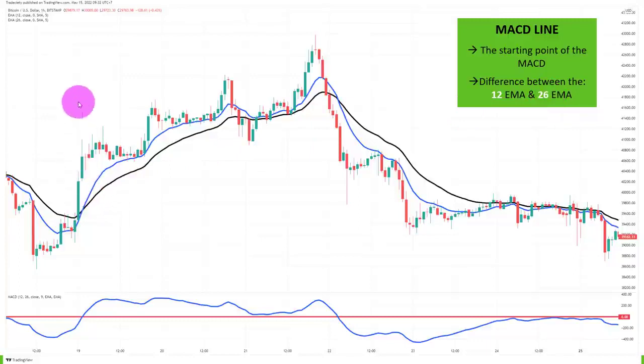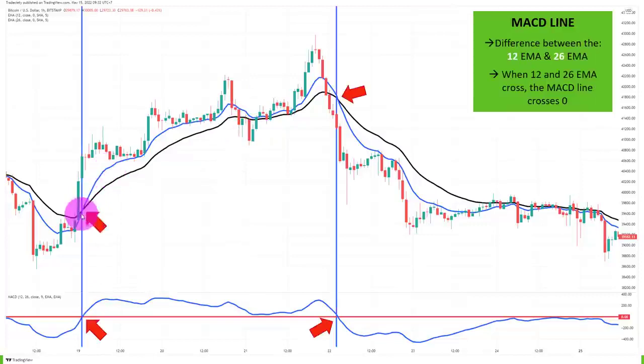So here on the charts I added the 12-period and the 26-period EMA. It's the blue and the black line. Those are the 2 moving averages. And the MACD line is nothing but the difference. So you subtract one from the other. And right away what you see is when the 2 moving averages on your charts cross, that's when the MACD line also crosses the 0 line.